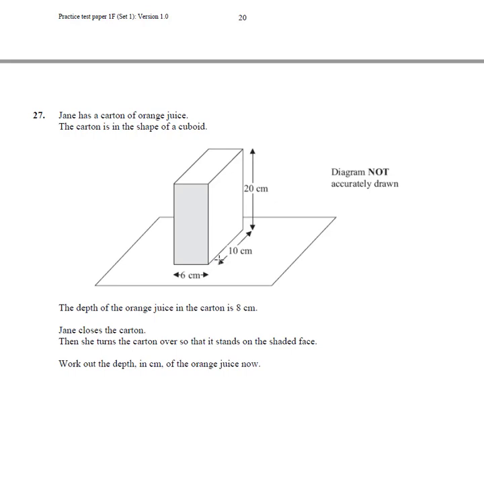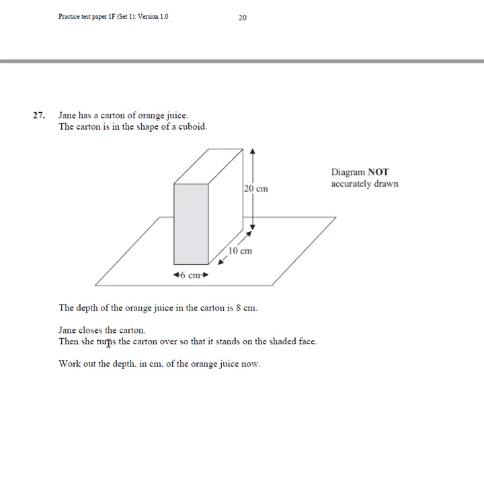It's 6 by 20 by 8. Not 20, because the depth of the orange juice only comes up to 8. And that will tell you what the volume of the orange juice is. Do that first of all. That will get you some marks.